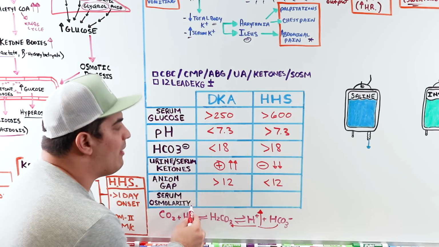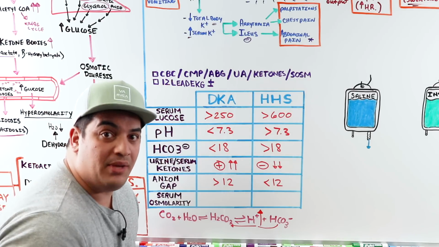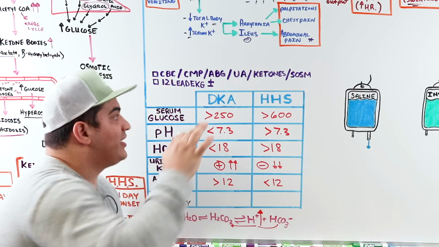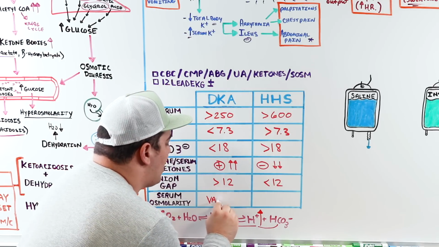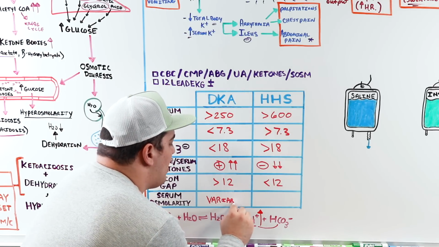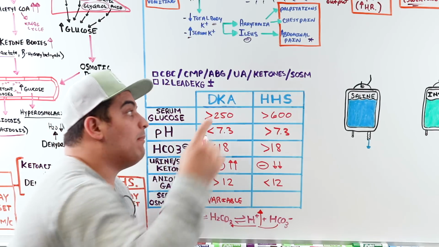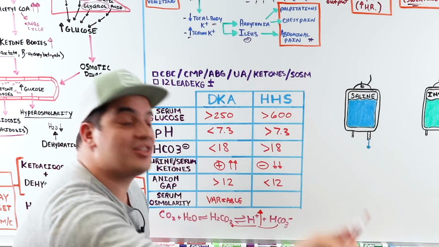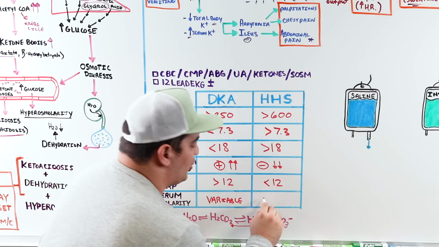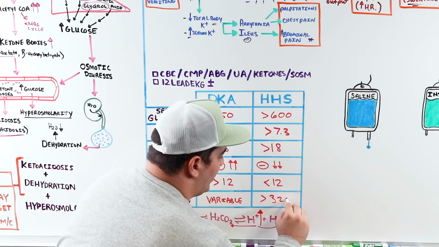The last thing is serum osmolality. With DKA, they can have hyperglycemia, but depending on this case-by-case basis, it can be variable. There can be times where this serum osmolality can be normal and it can be super high. What's more high yield is HHS, Hyperglycemic Hyperosmolar. They should have a super high osmolarity, greater than 320.